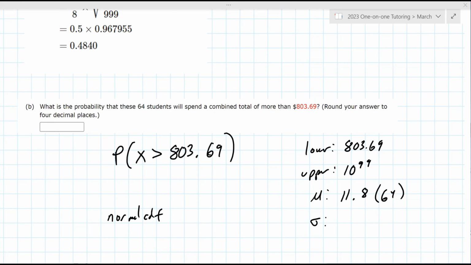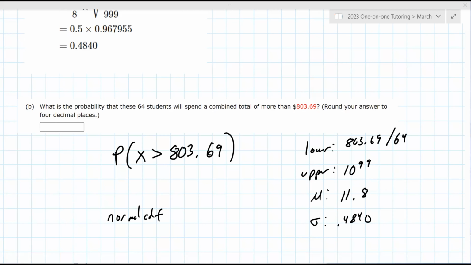So they actually do it differently in this solution. They take the lower and modify it. I guess you guys aren't doing that in your class. They take the lower and divide it by the number of students. That way you don't have to manipulate these other values. So that 803.69 divided by 64, that's what each student spends on average. So I believe that will work there.